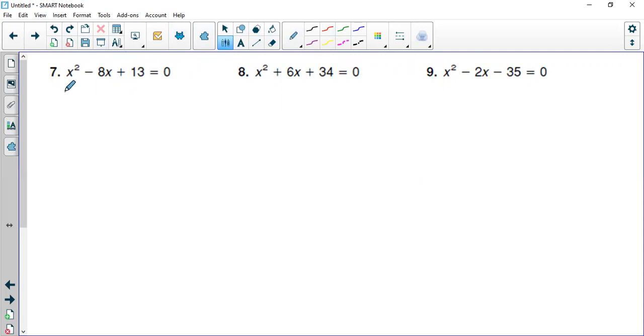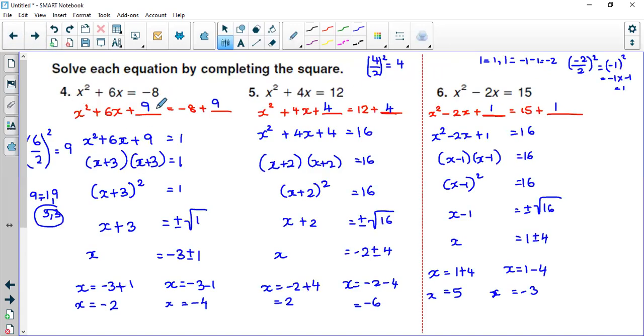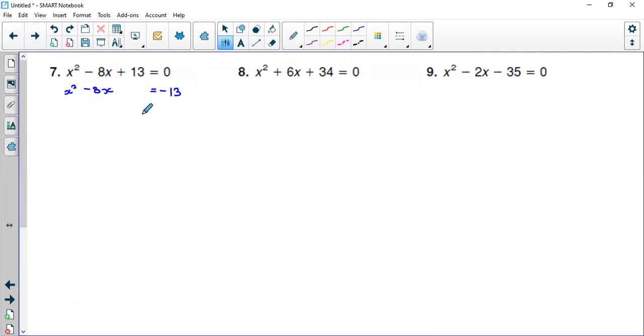So to rewrite this equation in that form, I'm just going to move the x to the other side. So it becomes x squared minus 8x equals negative 13. Now it is in the same form as we solve these questions. Same way you're going to follow. That's all. So first let's complete the square.